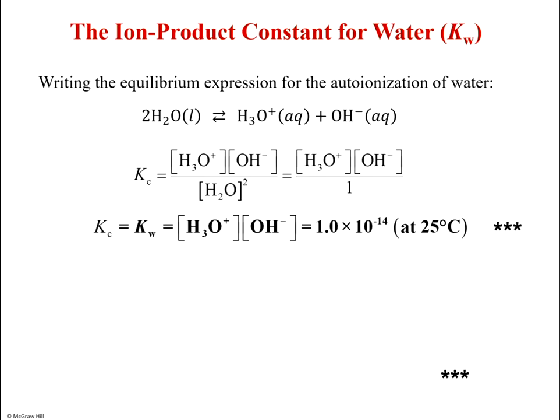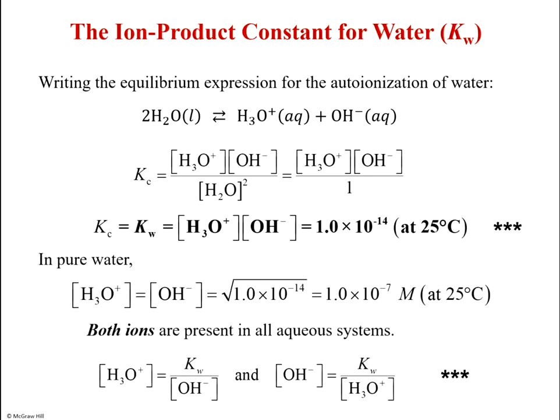And this is given a special letter. It's called K sub W. And that is 1.0 times 10 to the minus 14 at 25 degrees Celsius. You should remember that. This is something you will use throughout this semester and in the future as well.